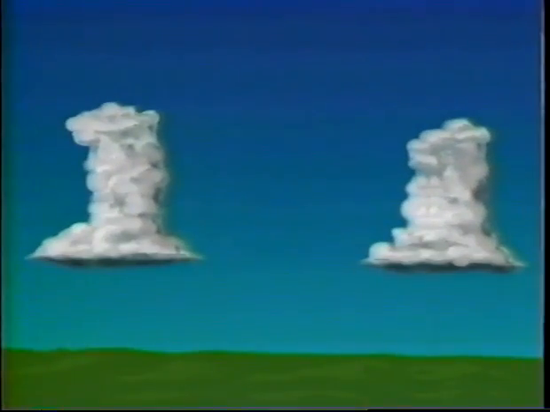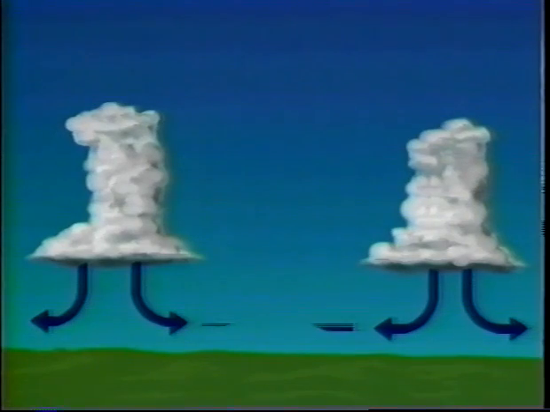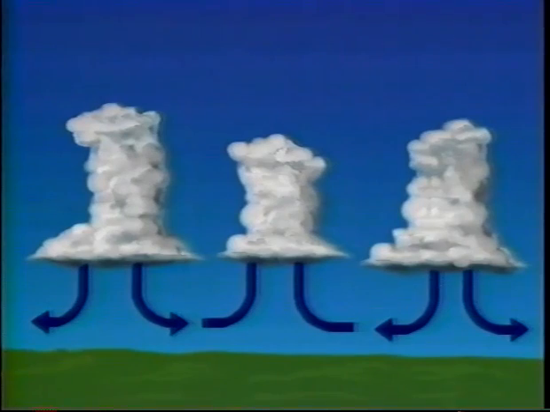Another triggering mechanism is converging airflow. For example, when the outflows of two thunderstorms converge, they can begin to rise. This, in turn, can form a third thunderstorm.